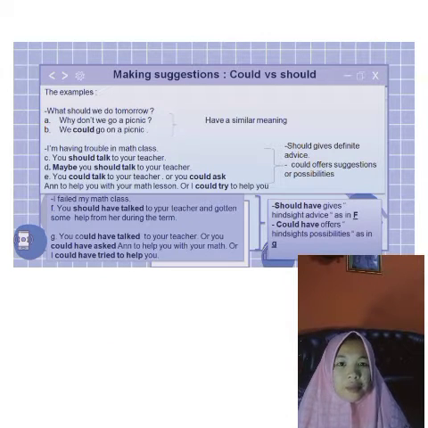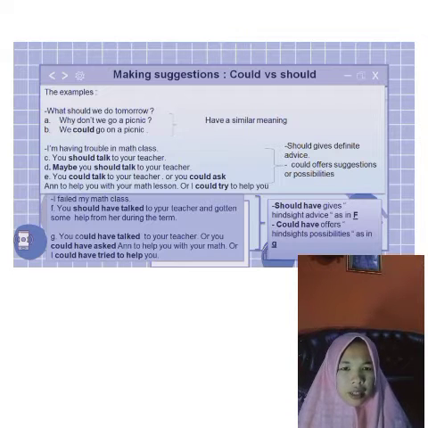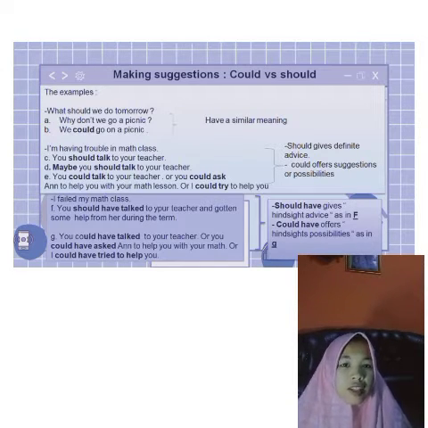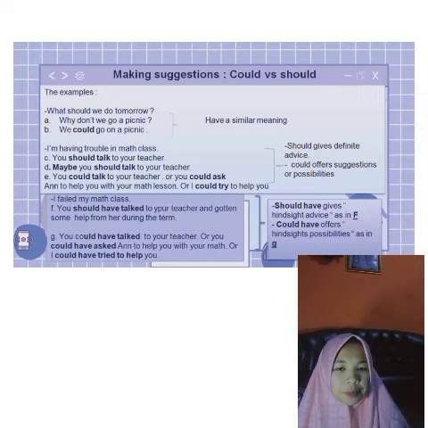Okay, the next material is making suggestions: could versus should. Could can be used to make suggestions. We can see in the slide that examples A and B are similar in meaning. The speaker is suggesting a picnic. Should gives definite advice. In C, the speaker is saying, I believe it is important for you to do this. This is what I recommend. In D, the use of maybe softens the strength of the advice.